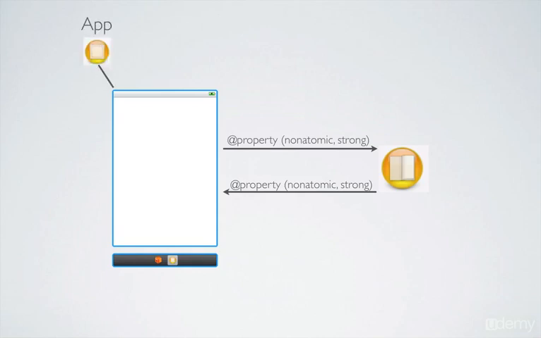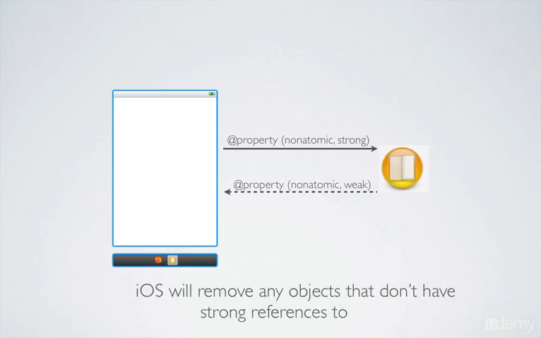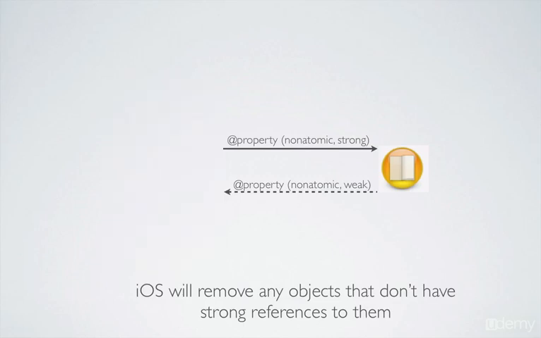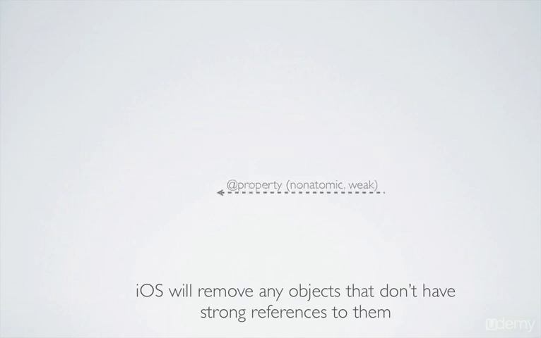The proper way to handle this is to have the other object have a weak reference back to the view controller. That way, when your view controller is no longer needed, there are no longer any strong references to it. An important rule to remember is that iOS will remove any objects that don't have strong references. So the view controller is removed from memory. Then when the view controller is removed, it takes its strong reference to the other object with it, so that other object is also removed from memory.